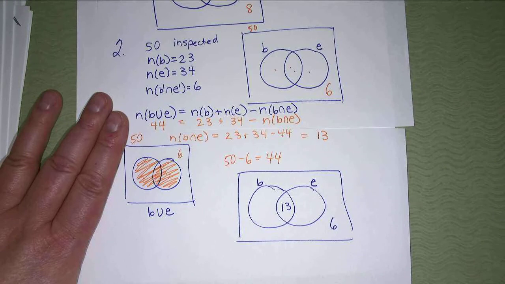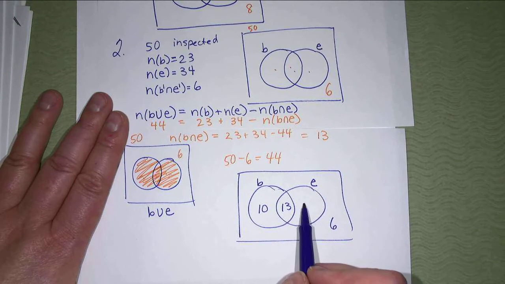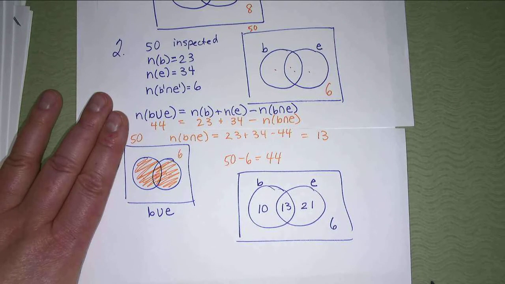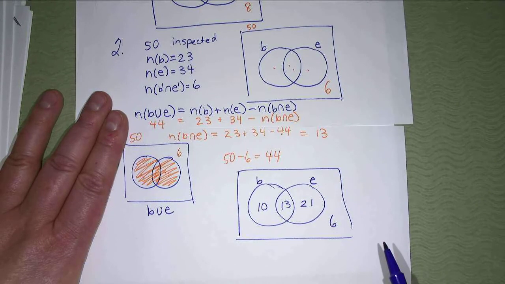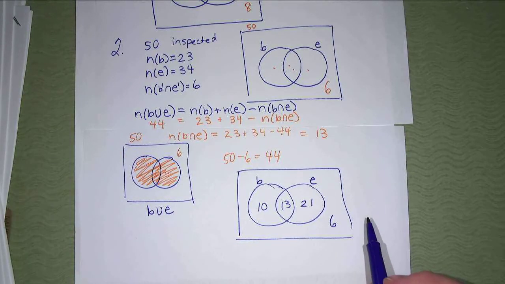So the total of B is 23, so there'd be 10 here, so that adds up to 23. Total of E is 34, so we need 21 here to add up to 34. And then you could just double check that they add up to 50, right? So that's how you would work your way out. You always need that center to start, and then you can put the numbers in. And if you don't have the center, then you have to use the formula.